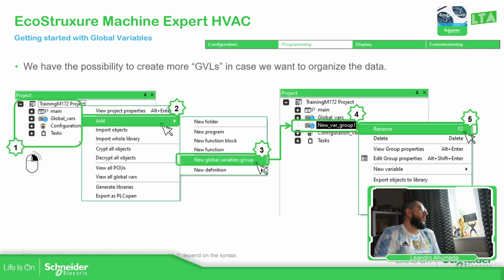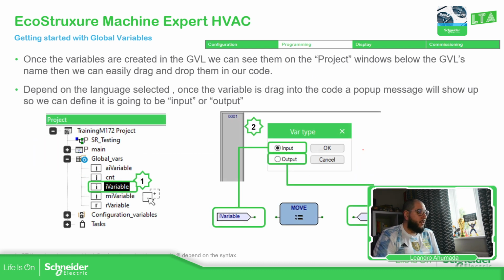Here I put it. Basically I will explain here, in case we want more GBLs, we just right click over there, add new variable group, and then we can rename it. Simple as that. Once we have the variable created over there, we just drag and drop it into the code and we can use it. This part I didn't show.